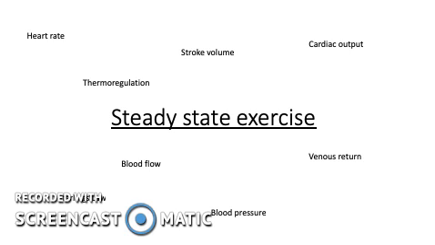Cardiac output. This is the amount of blood pumped by the heart per minute. During steady state exercise, the cardiac output increases initially along with the heart rate and stroke volume, but eventually also plateaus because the heart rate remains at a constant speed to meet the demands of exercise.